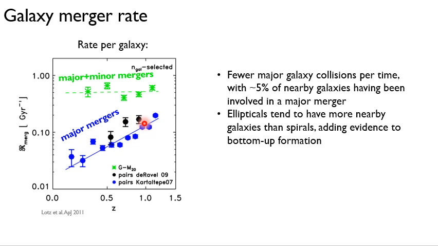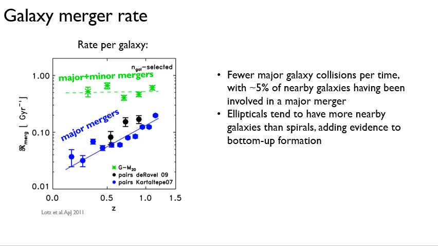And if you look out in the universe, it's maybe not surprising that elliptical galaxies tend to have more nearby galaxies than spirals. So that adds to this. That's a piece of evidence for ellipticals being formed by bottom-up formation. The elliptical galaxies are nearby other galaxies because there were probably even more there in the past, and some of them merged to form your elliptical.